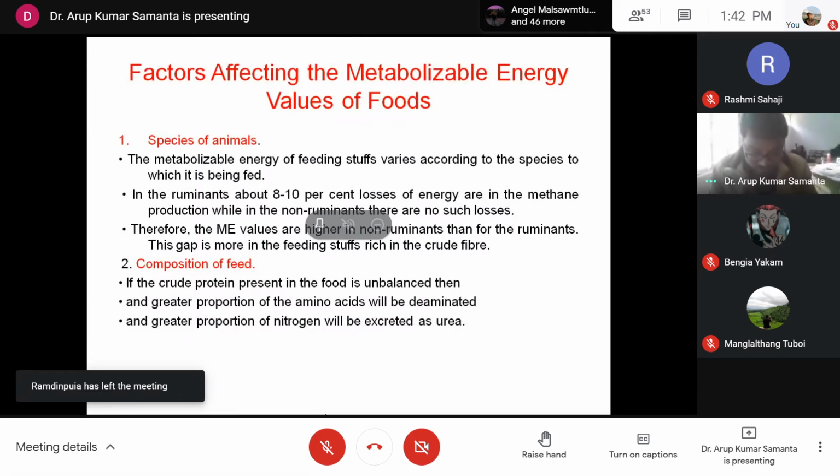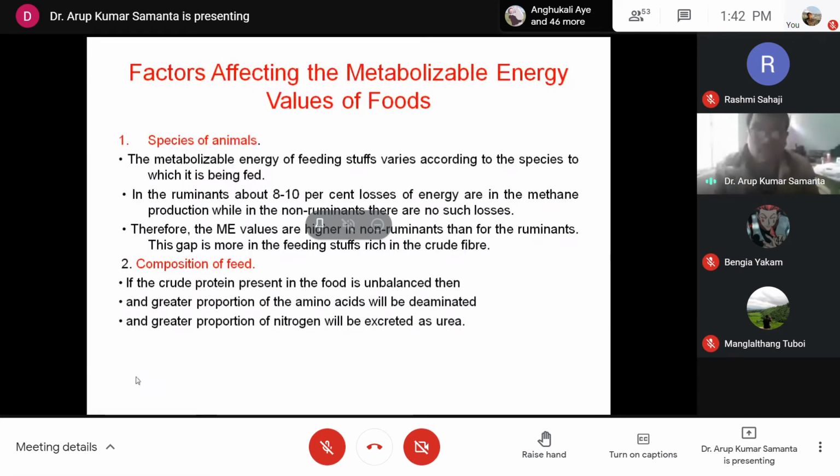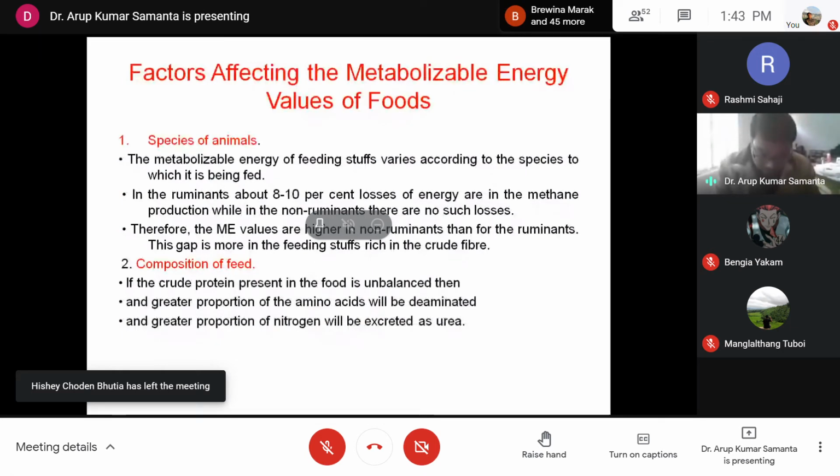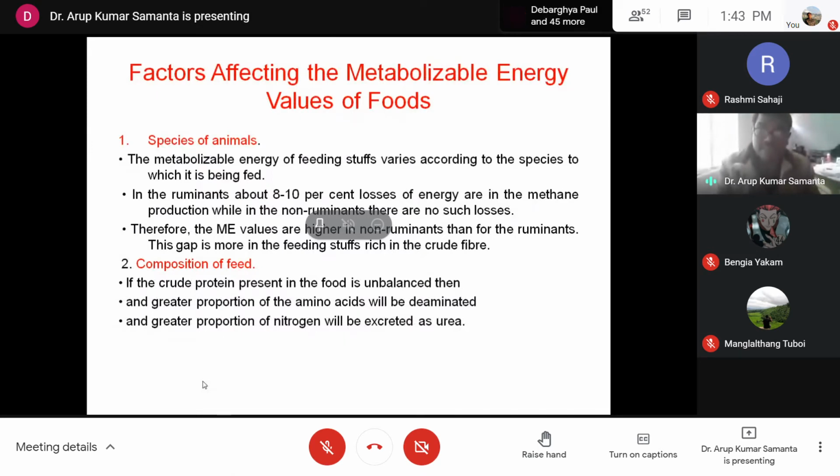Another factor which can affect the metabolizable energy value is the composition of the food. If the crude protein content is present in an unbalanced way, in that case it generally increases the losses. A greater proportion of the amino acids will be deaminated and a greater proportion of the nitrogen will be excreted as urea. That means if the protein in the food is unbalanced, urinary losses will be more, and in that case the ME value will be less.